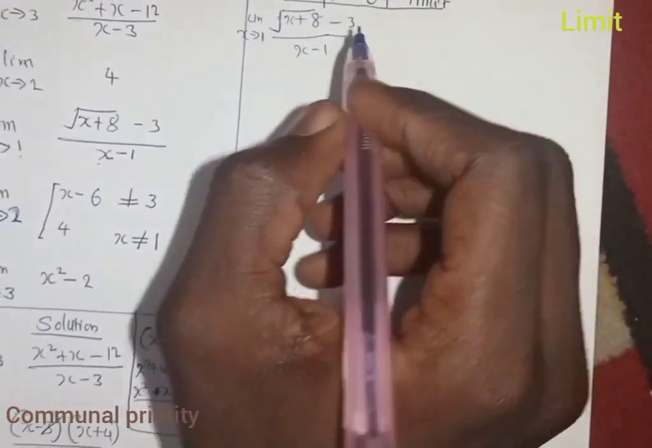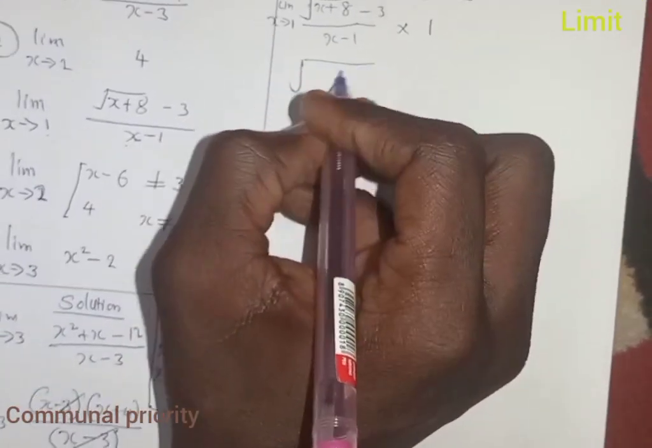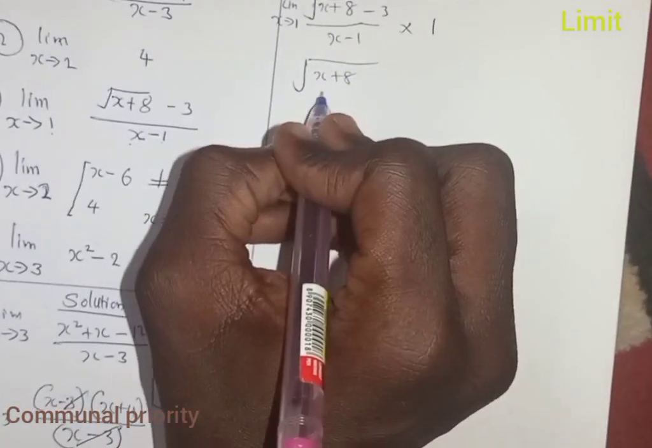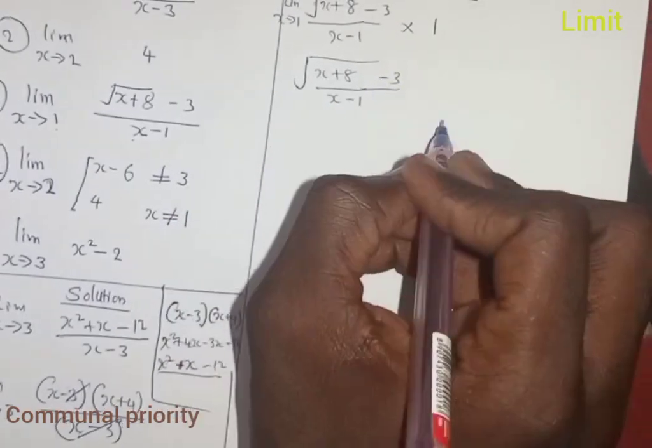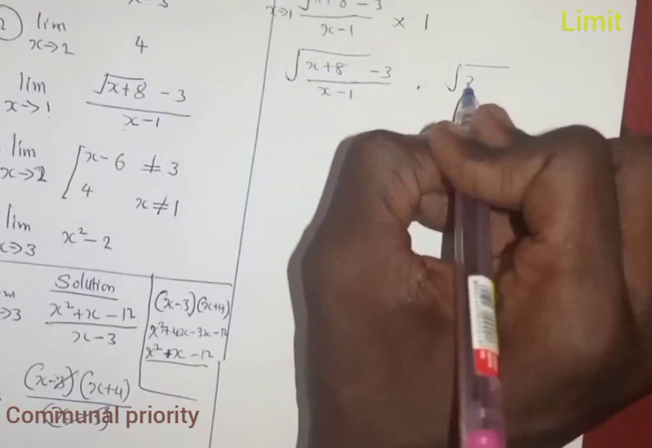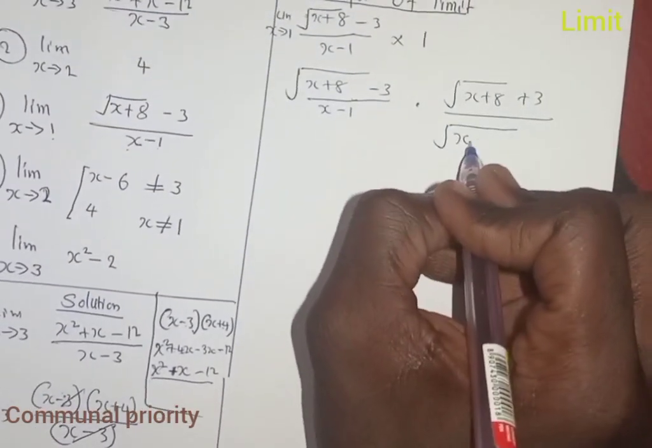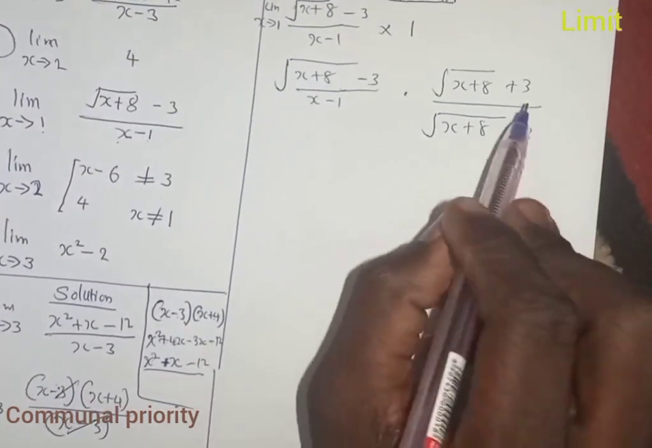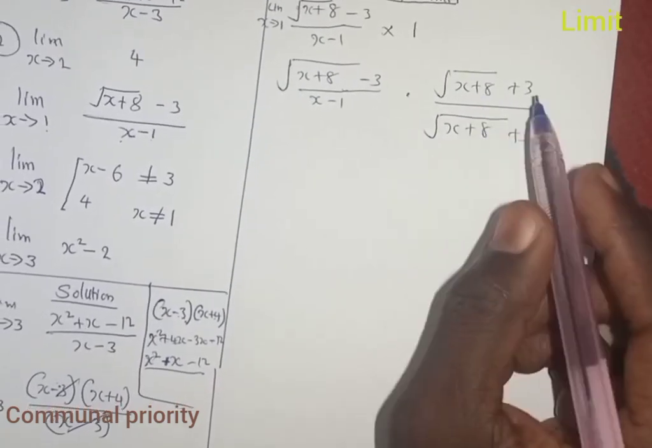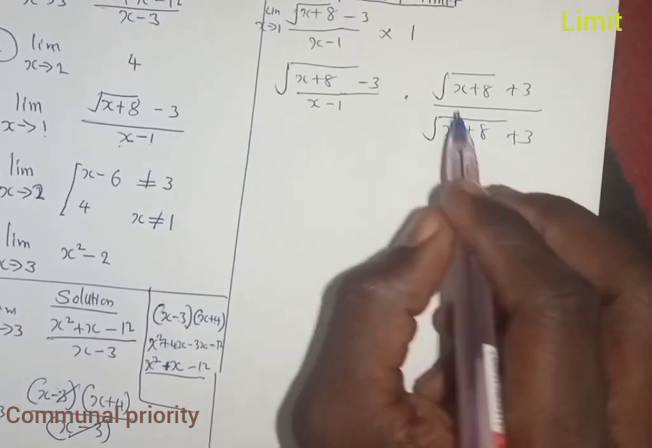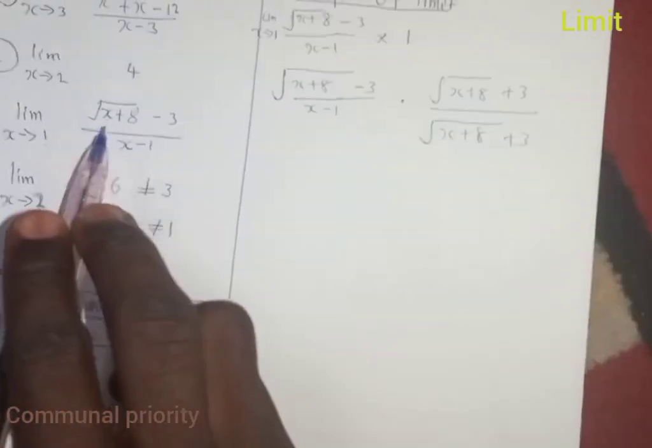The first thing we'll do now is use the fact that anything multiplied by 1 is equal to that number. So we can say our square root of x plus 8 minus 3, all over x minus 1, multiplied by square root of x plus 8 plus 3 all over square root of x plus 8 plus 3. Because this will give you 1, since the numerator cancels the denominator, and we are left with 1. And 1 multiplied by any number is equal to that number. Now if we multiply by 1 with this value, we get back what we have in the question.